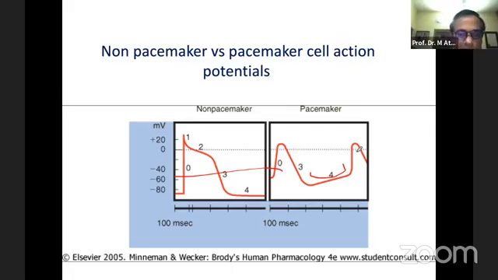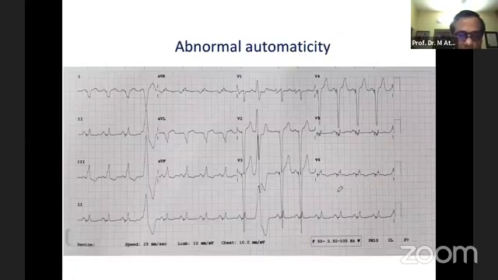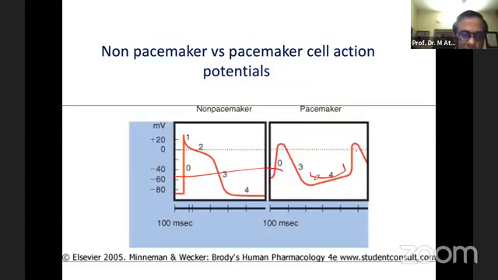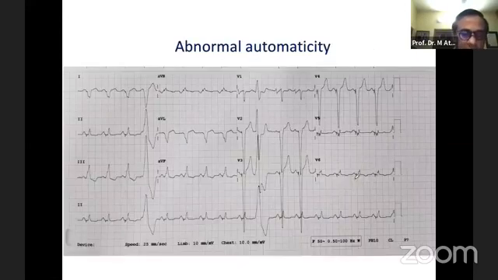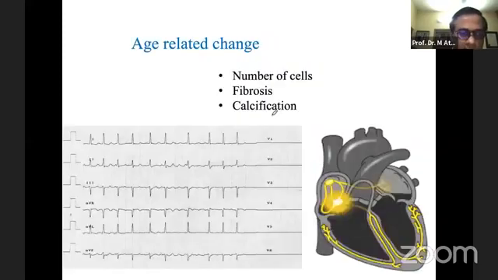So this is why the SA node is the normal pacemaker of the heart, and this pacemaker activity is normally restricted to the conduction system, that is the SA node, AV node, and the Purkinje system, highest in the SA node. But in pathology, this automaticity may be present abnormally in some parts of the heart, and this is how ectopic beats can be produced by abnormal automaticity. This is one example of abnormal automaticity happening outside the normal conduction system.